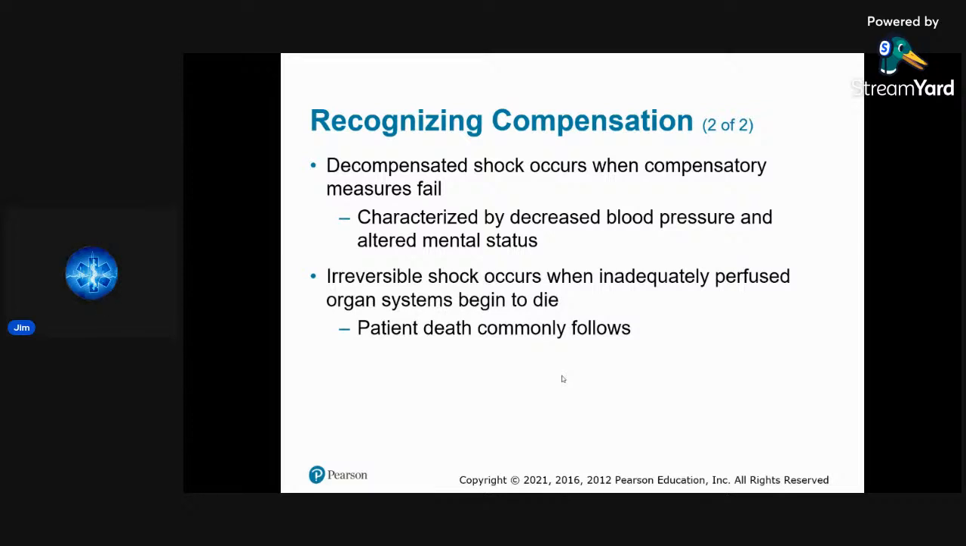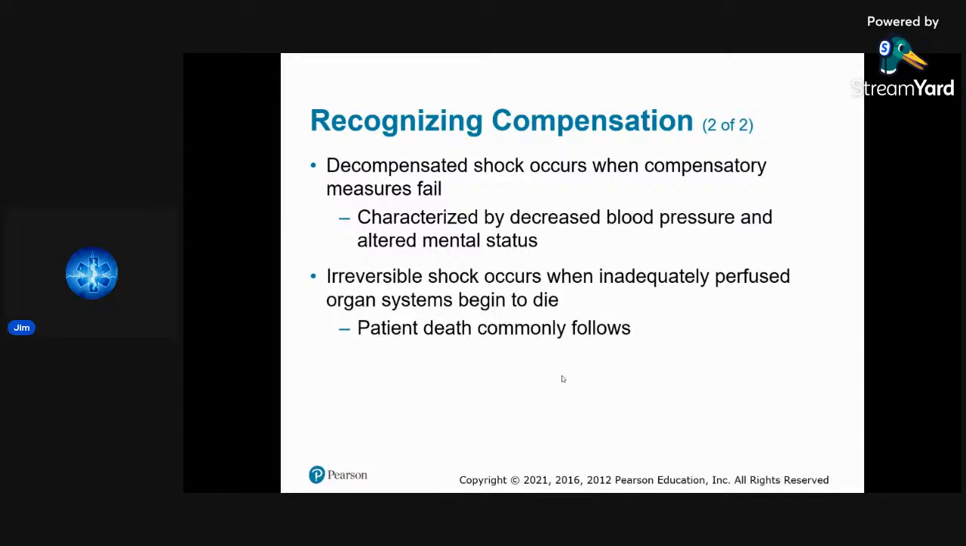Decompensating shock occurs when the compensating measures fail, right? Your body can no longer compensate for some reason. It's characterized by decreased blood pressure and altered mental status because their brain's not getting perfused. So the first thing is you're going to become altered. But the big sign that you're moving from a compensating state to decompensating shock is the blood pressure is going to start dropping.